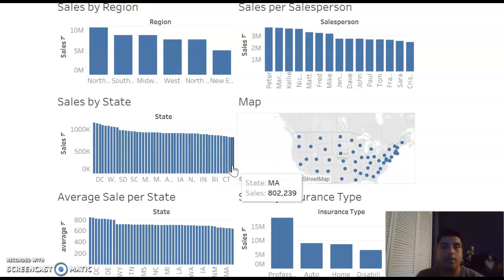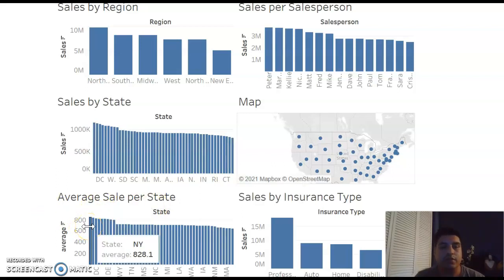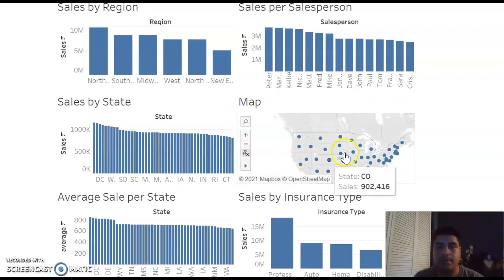Then if we go to the average sales per state, we see that New York is the highest with the average premium at 828.1. And then we go to Connecticut with 630.5. And then we see in second place New Jersey with $827 per premium, which could explain why they're probably the highest sale per state.